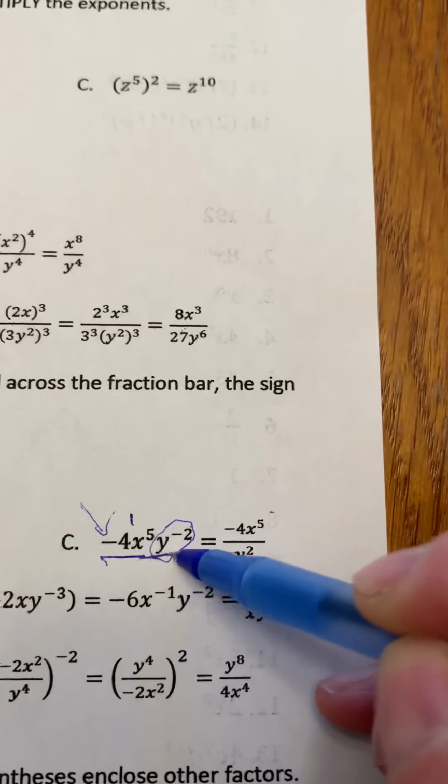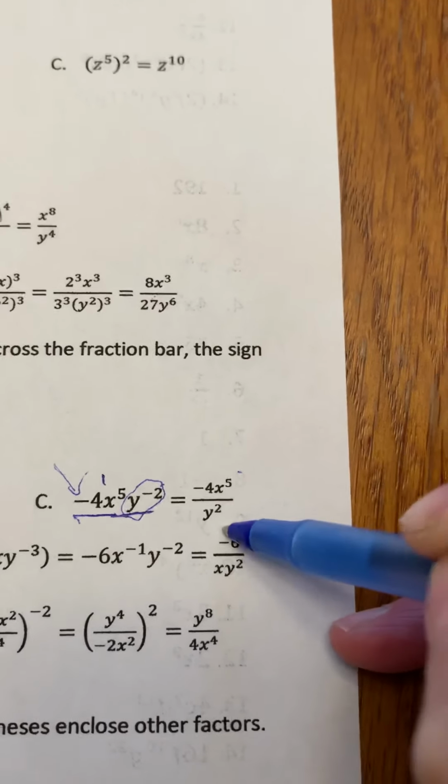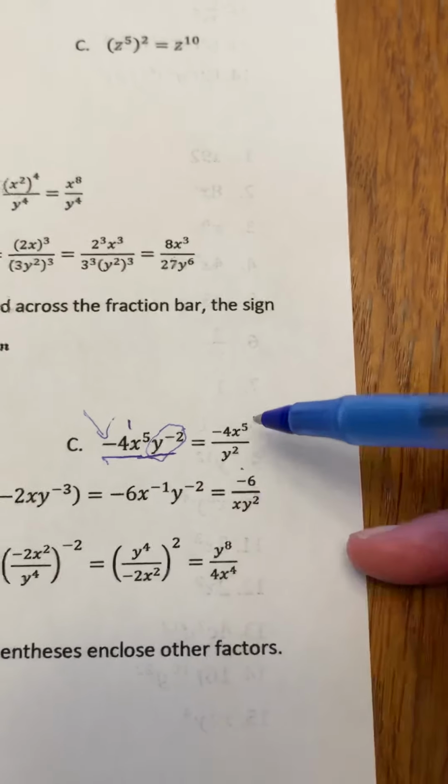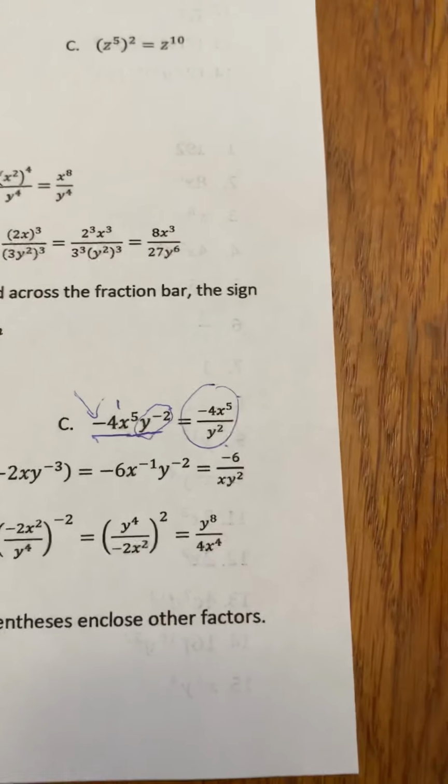Okay, the only thing we would move is the y to the negative 2. We would move that to the denominator, which is its opposite or reciprocal location. Okay, and then that's standard right there.